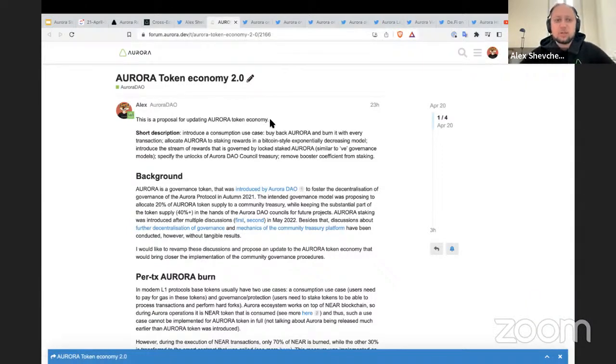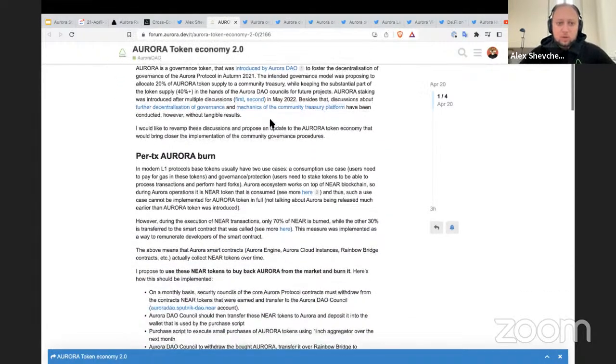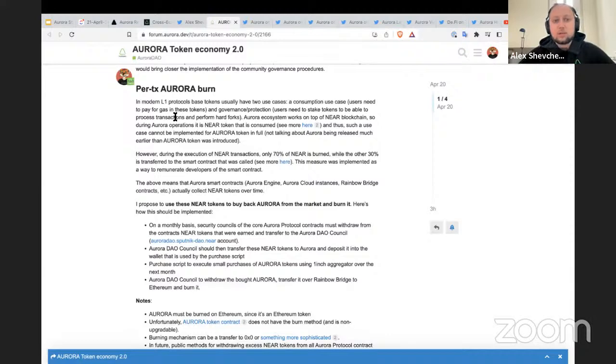In short, these updates are introducing multiple things that are helping to solve some of the problems that exist in the current setup of the Aurora token. So one thing is the introduction of the consumption use case of Aurora token. This is absolutely the same use case that is used in the vast majority of the modern L1 blockchains, including Near, Ethereum, Binance Smart Chain, and others. And this use case is about consuming the tokens within the execution of transactions, right?